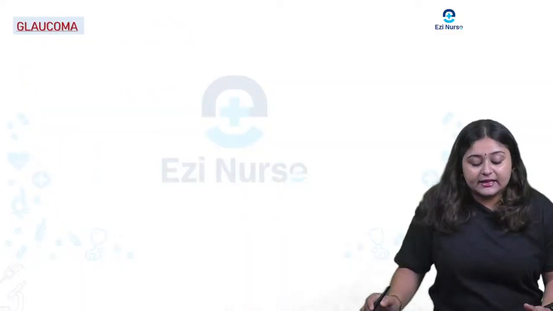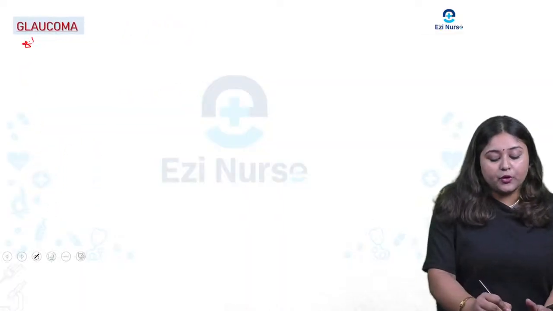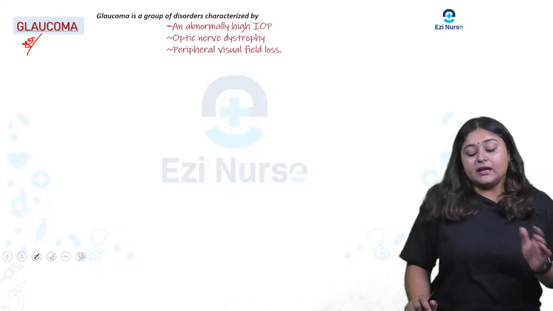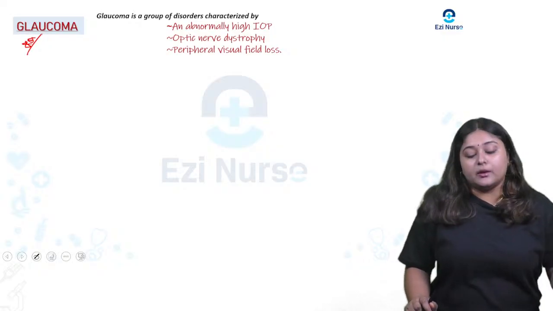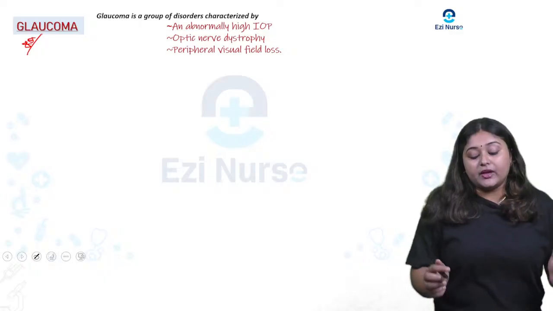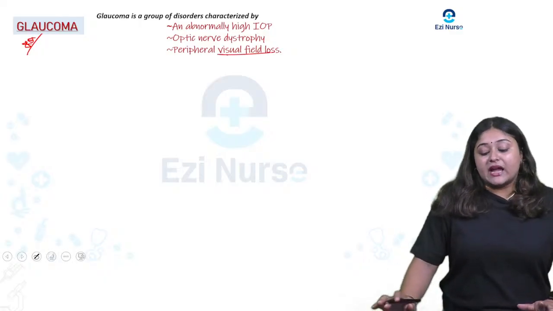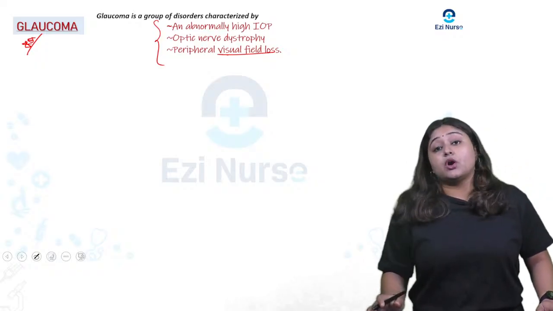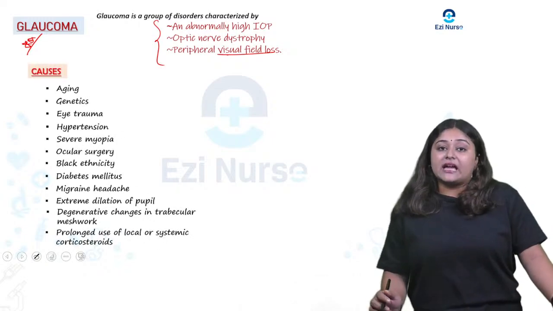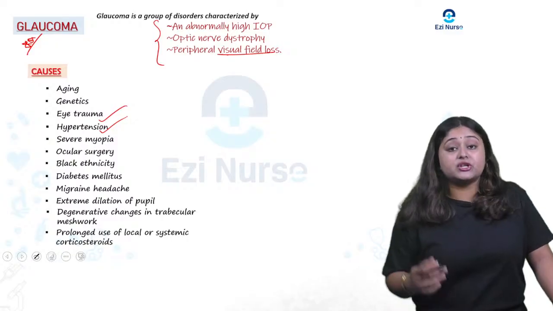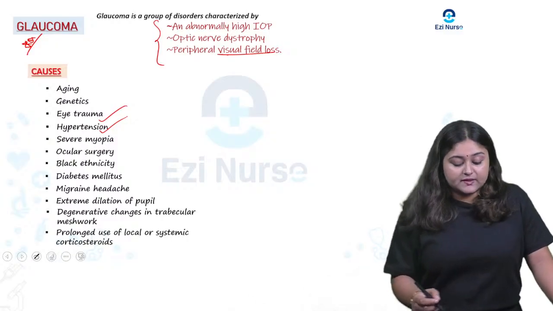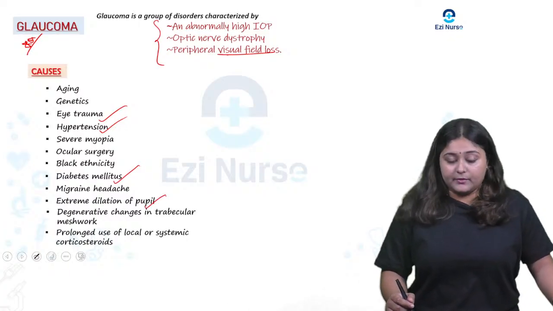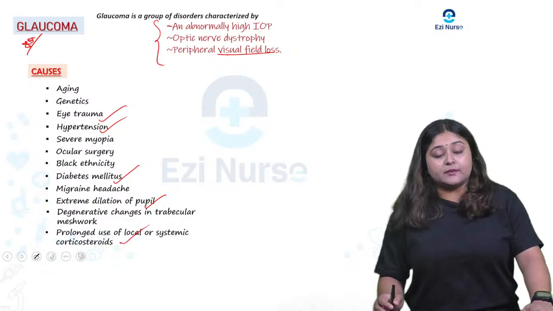Now come to the next, that is glaucoma. Glaucoma is also one of the most important topics. Glaucoma is a multiple disorder characterized by an abnormally high IOP or intraocular pressure, optic nerve damage, and peripheral visual field loss. These three characteristics together present in a patient's eye is called glaucoma. What are the causes? Aging, genetics, eye trauma, hypertension, severe myopia, ocular surgery, black ethnicity, diabetes mellitus, migraine headache, extreme dilation of pupil, degenerative changes in the trabecular meshwork, and prolonged use of local or systemic corticosteroids.